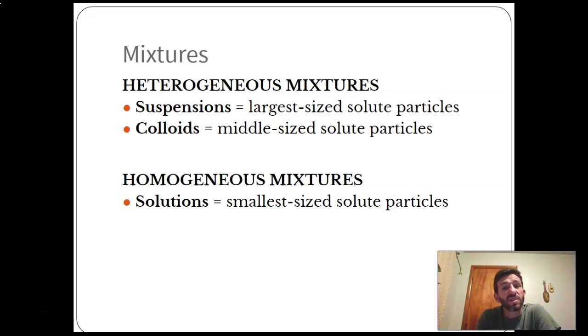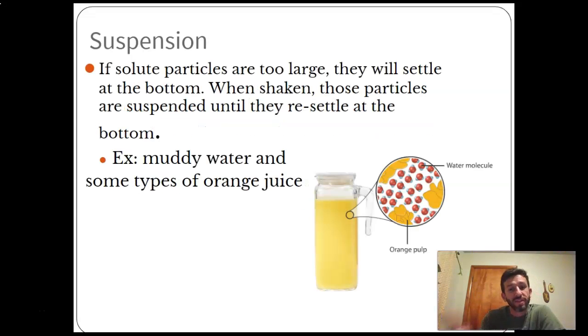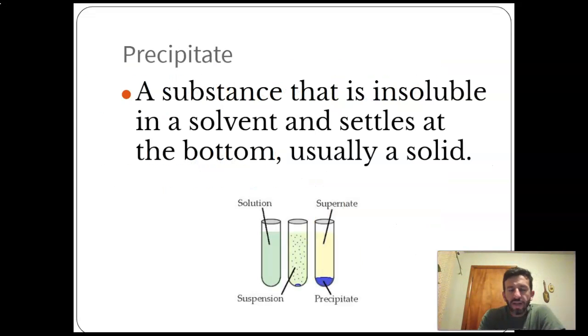Another good example of a suspension would be orange juice with really thick pulp. If you let it sit in the fridge, you can see it settle at the bottom. You have to mix it back up before you drink it. Okay, so here's an example of a suspension. Precipitate, we're going to talk about this more. A precipitate is a substance that's insoluble and usually settles at the bottom. If you think of precipitation as rain coming down, when you have an insoluble solid in a container, it'll settle at the bottom. So that's called a precipitate.